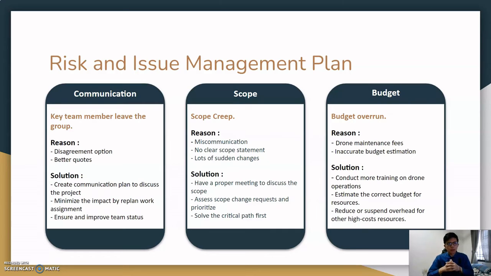So then we can solve the critical parts first after we have clear information on the scope. So moving on to the last one, in terms of budget, the risk can be budget overrun in the project. And it is because of the drone maintenance fee and inaccurate budget estimation. Therefore, we can solve it by conducting more training on the drone operation to avoid any accident with the drone. Also, the project manager has to estimate the budget correctly for the resources, and the project manager can reduce or suspend the overhead or some high-cost resources.